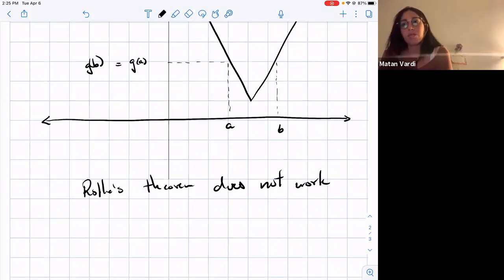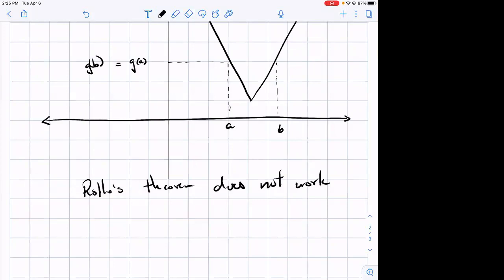It's because it's not a critical point. Well, there is a critical point. There is a critical point. This is a critical point right here. A critical point is where the slope is 0 or it's not differentiable.